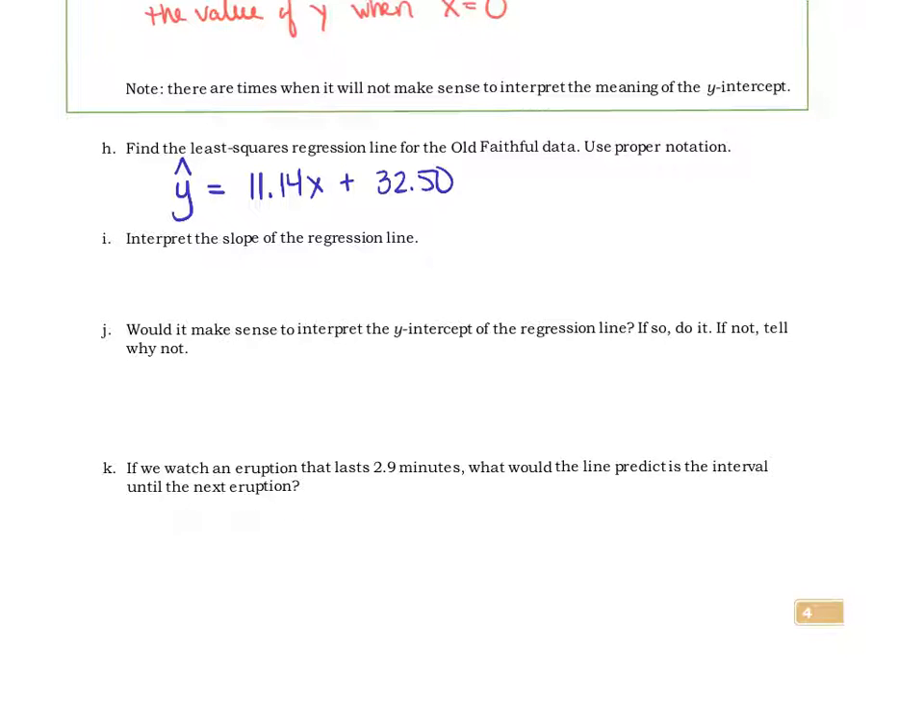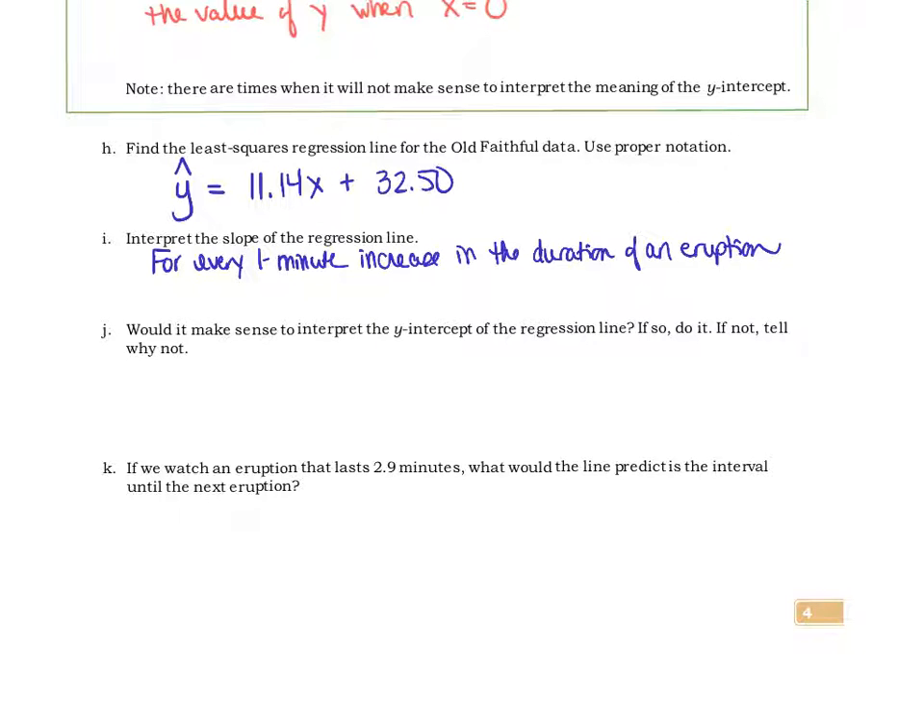Okay, so what is our X about? It's about how long an eruption lasts. So for every 1 minute increase in the duration of an eruption. Okay, so don't just say for every 1 minute increase in X. Tell me what X is. I don't know what X is.